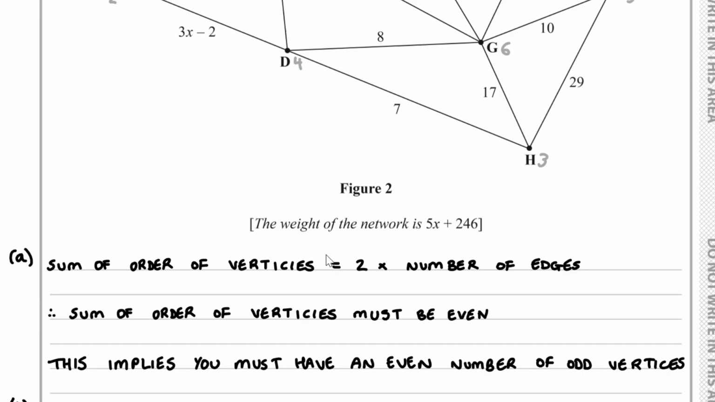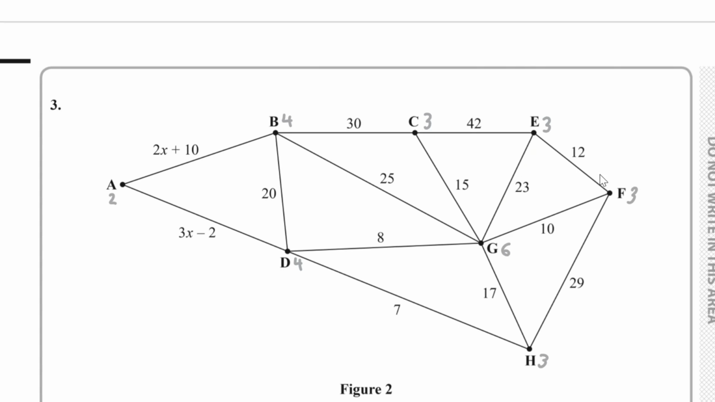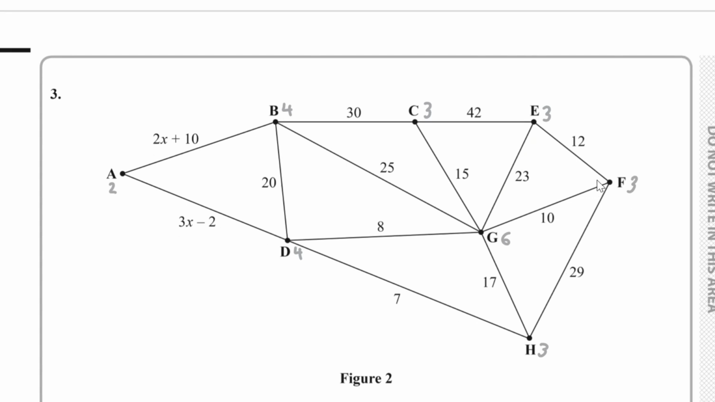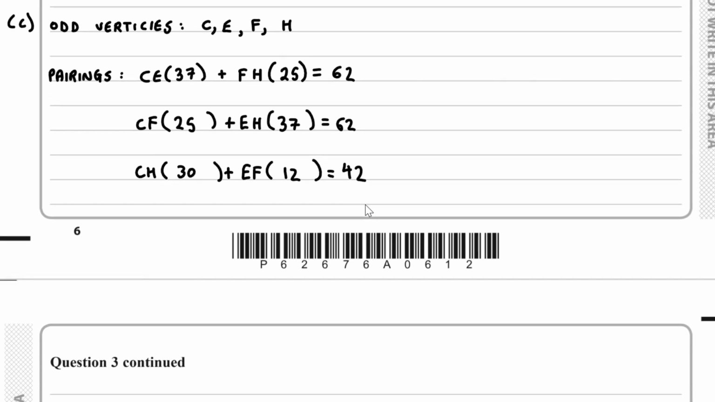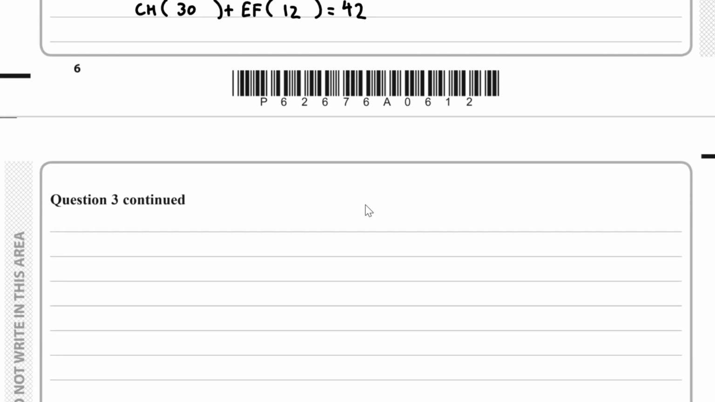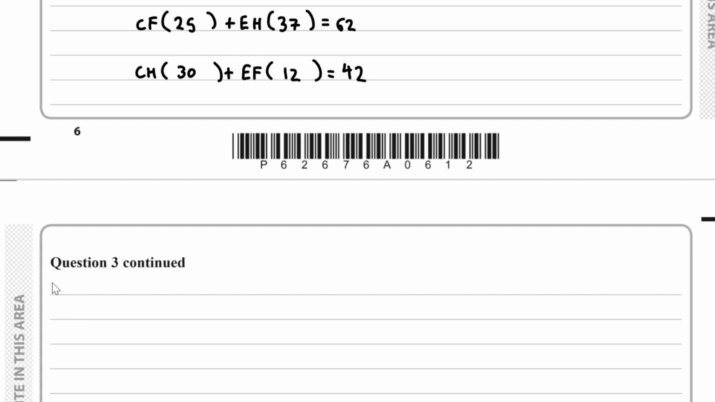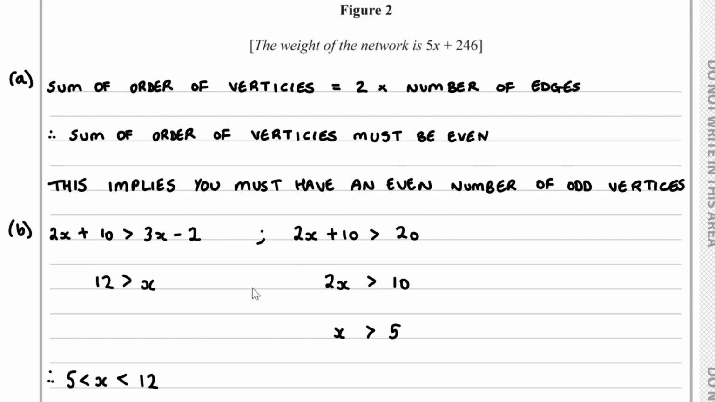And then E to F, starting at E, finishing at F. Well, that's quite obvious, that's just 12. So therefore, adding these together, we get 42. So we would therefore have to repeat CH and EF. So let's add this to our diagram.